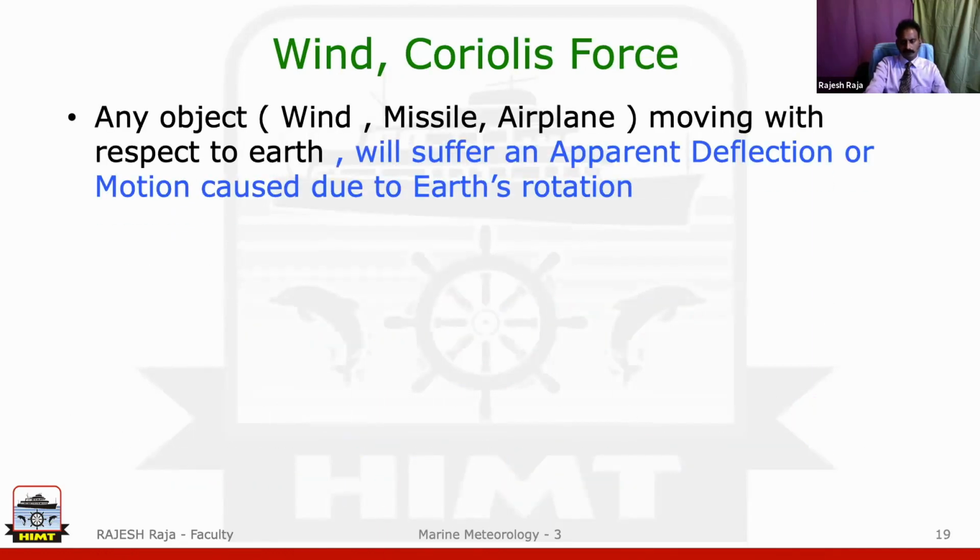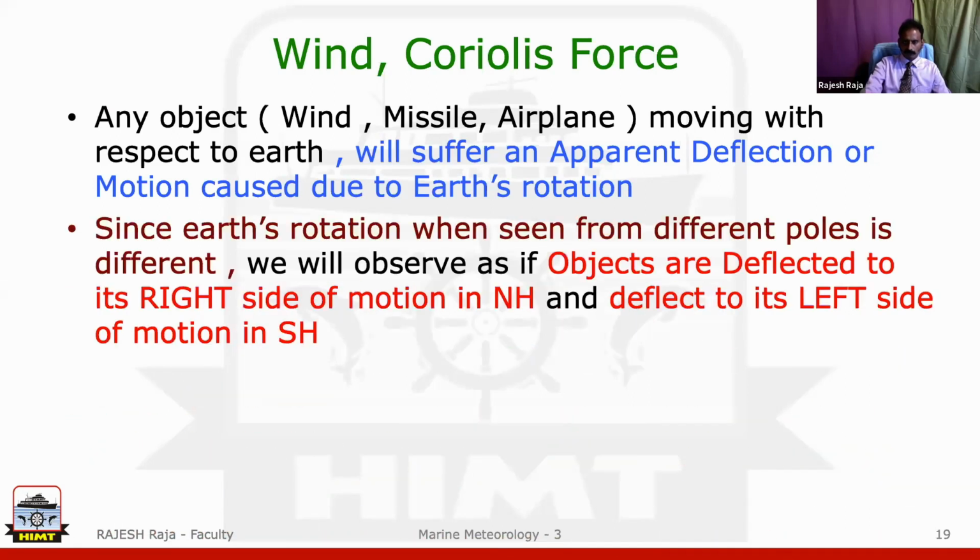Any object which is moving, which can be wind, missile, or an aeroplane, with respect to Earth, will suffer an apparent deflection, and this is because of Earth's rotation. Now, as we said, seeing from the North Pole and from the South Pole is different. So see what happens. Anything which is in the northern hemisphere and which is moving will get a deflection on its right side of motion. Please remember, it is the right side of the motion of that body.